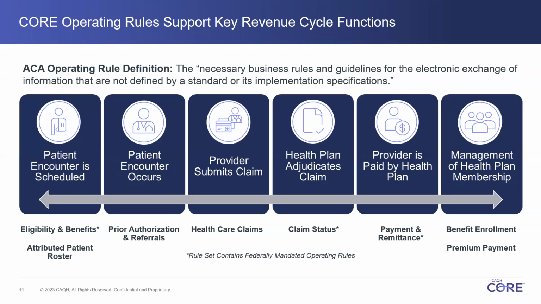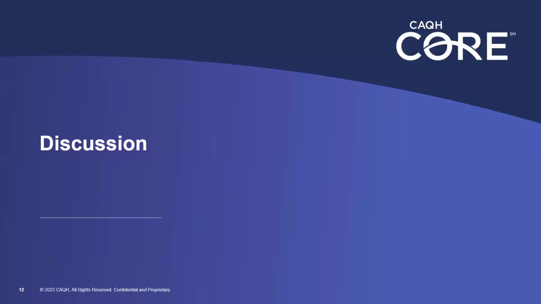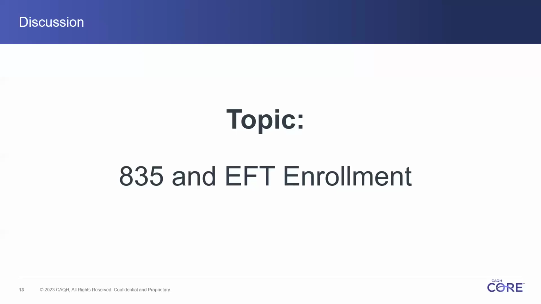We'll go ahead and transition into the meat of our discussion today when going into our first topic area. Our first topic area is the 835 and EFT enrollment. I'll start, and please submit questions if you have any questions along the way through our Q&A button that you see at the bottom of your screen. And we have received some questions in pre-registration that people have submitted. We'll address those in these topic areas as we go along.